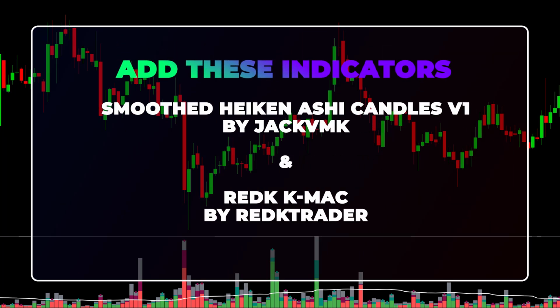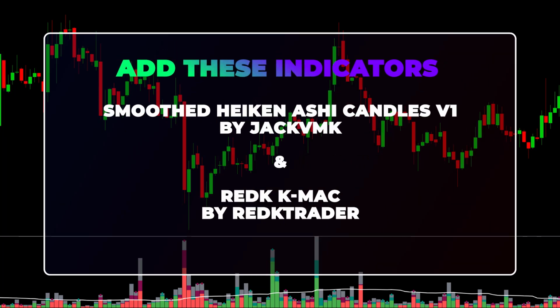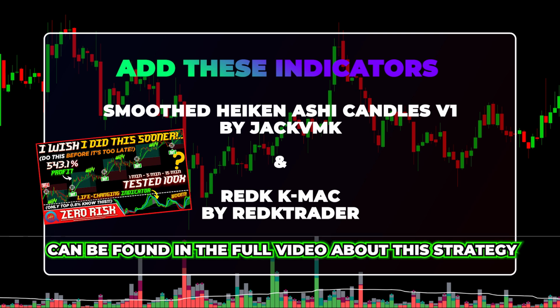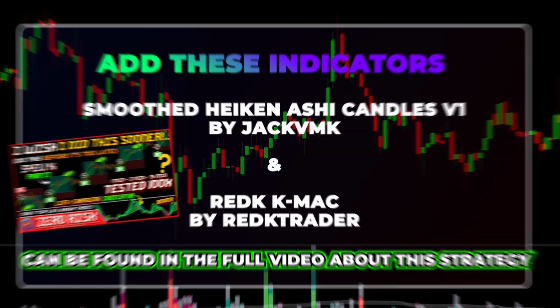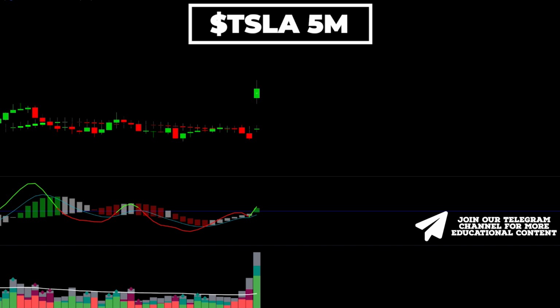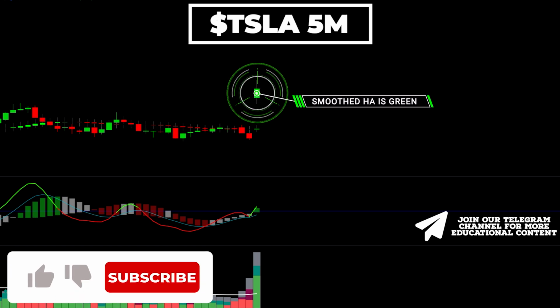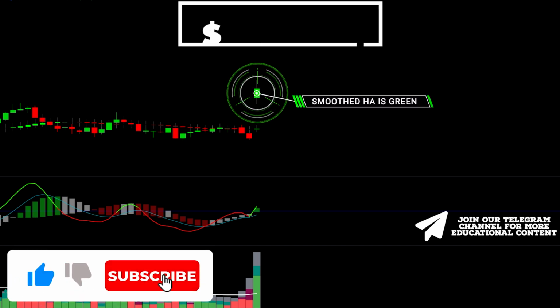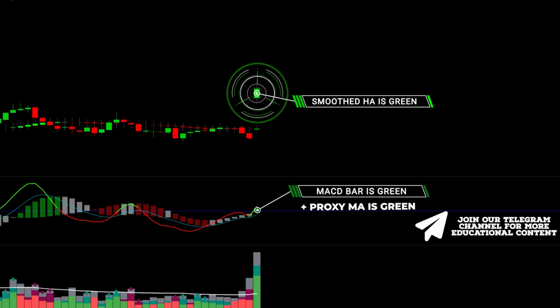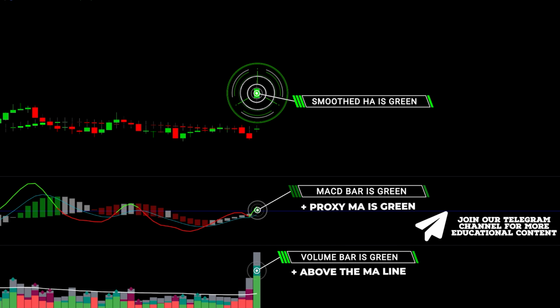First of all, you need to add smoothed Heiken Ashi candles and RedK MACD indicators. Again, the optimal settings for these indicators can be found in the full video about this strategy. As of now, let's see a full trade example. First, smoothed Heiken Ashi becomes green right here, meaning an early buy signal. Next, the MACD bar is green and the proxy moving average line is green as well. Finally, we have a mainly green volume bar along the bottom, which is above the white MA line.